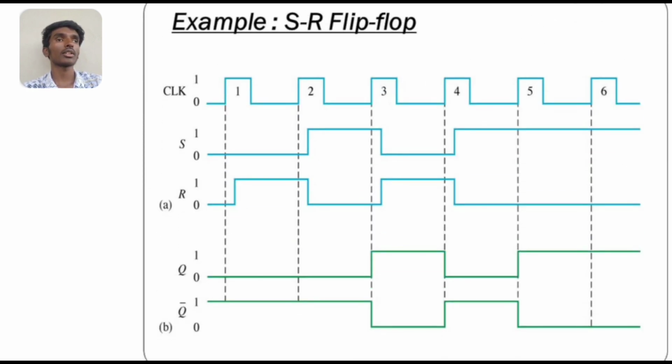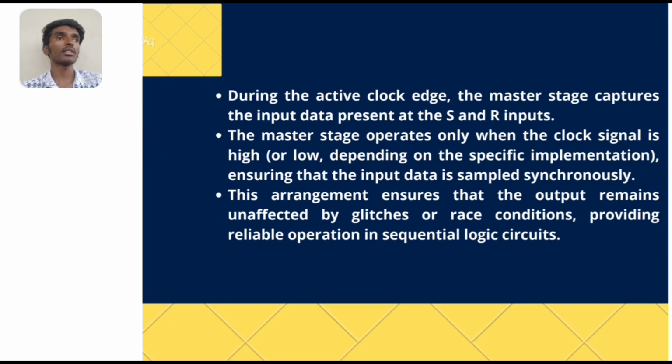You can see the time diagram, where the clock is 0 when it is ground and 1 when it is high. During the active clock edge, the master stage captures the input data present at the S and R inputs. The master slave operates only when the clock signal is high or low, depending on the specific implementation. This ensures that the input data is sampled synchronously. This arrangement ensures that the output remains unaffected by glitches or race conditions, providing reliable operation in sequential logic circuits.